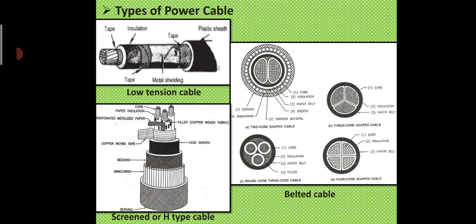Copper woven tape is wound for this. There is a lead sheath surrounding this. The lead sheath and metallized foil are both at earth potential. The dielectric stress becomes radial. Heat dissipation increases due to the metallized screen. This increases the current carrying capacity of the cables. This type of cable is used up to 66 kV.